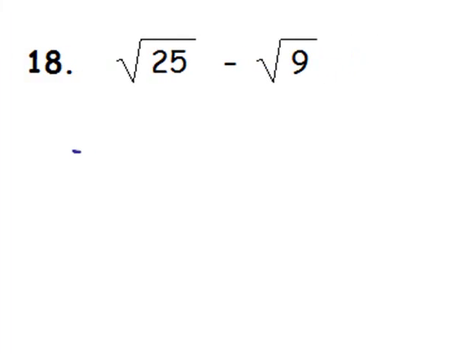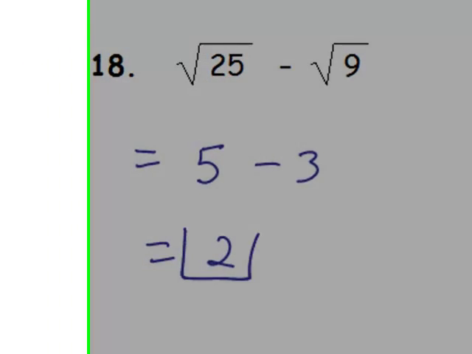In number 18, we can take the square roots directly. Square root of 25 is 5, minus square root of 9 is 3, and that's 2.